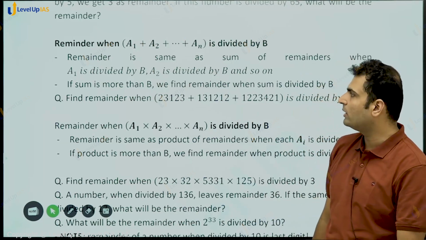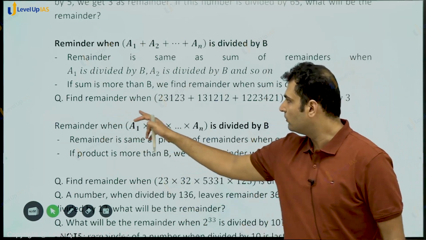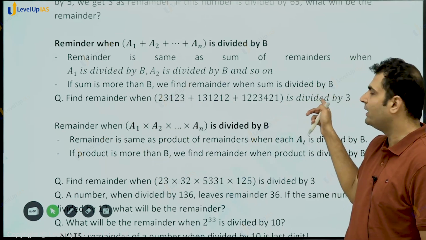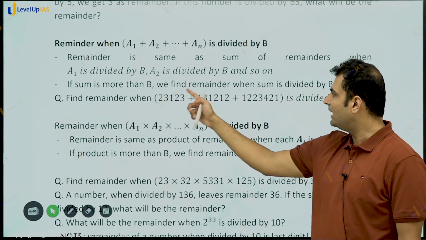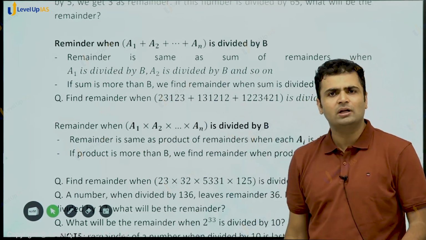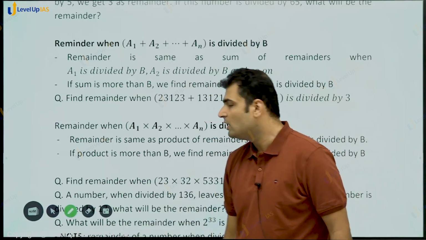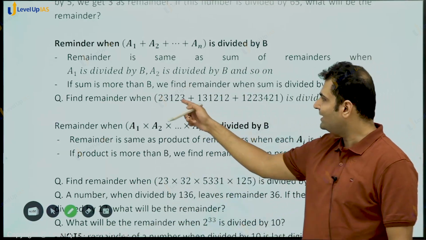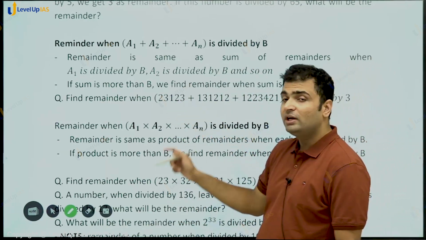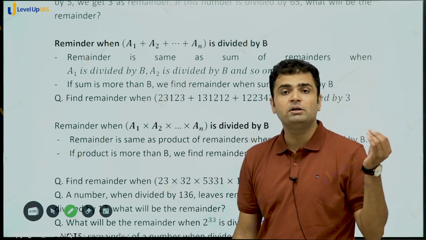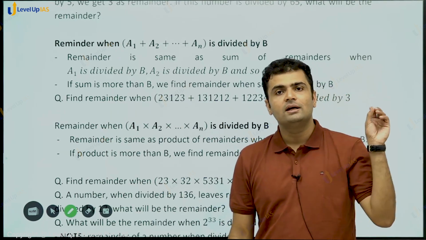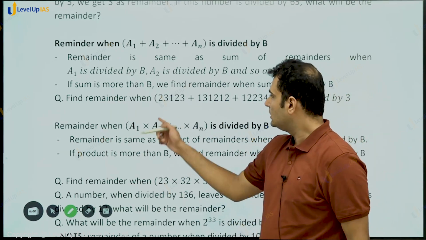For example, look at the question: find the remainder when this thing is divided by 3. You know this is a long addition, it can take time and effort to add. So instead, you just divide each individual number by 3. Now, do you know how to divide by 3? Recall the divisibility test of 3. It is the sum of the digits thing. Let us find the sum of the digits.